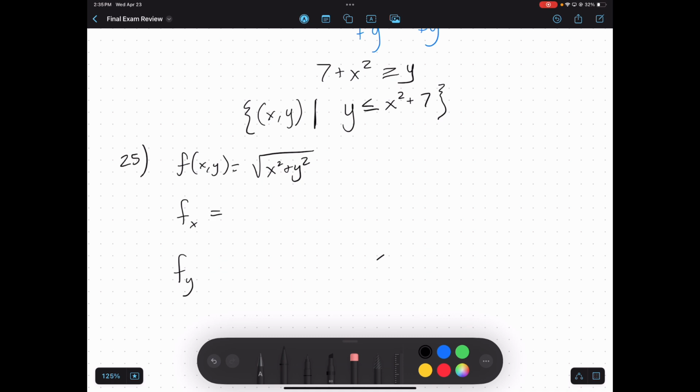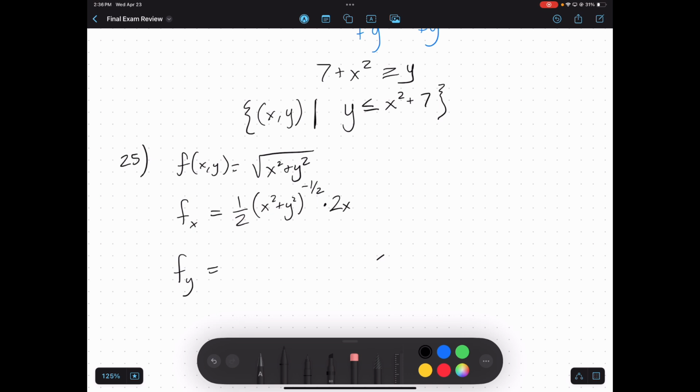So I get 1/2 x squared plus y squared raised to the negative 1/2. That's what happens after I use chain rule. But then I have to multiply by the derivative of the inside function. What's the derivative of x squared plus y squared? Just 2x. Because if I'm treating y squared as a constant, then the derivative of y squared just goes to 0, right? That's not changing as x changes.